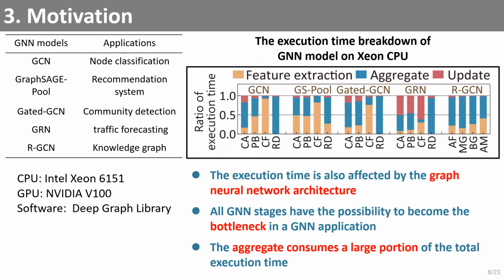To gain insight into the computing pattern of GNN models, we analyze 4 typical GNN models which cover the major areas of GNN applications, including node classification, recommendation systems, and knowledge graphs. According to the experimental results, we can observe that on Intel CPU, first, the execution time is affected by the graph neural network architecture. Second, all GNN stages have the possibility to become the bottleneck in a GNN application. Finally, the aggregate stage consumes a larger portion of the total execution time.